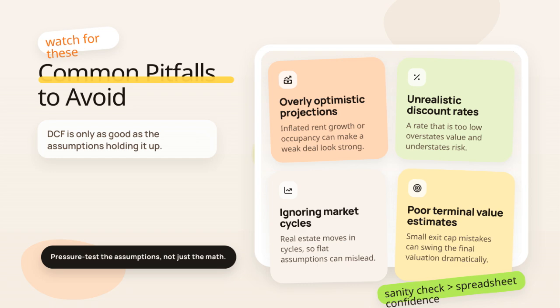Real estate values fluctuate, so assuming things will remain flat ignores these natural ups and downs and can lead to inaccurate conclusions. Terminal value estimates are also a common stumbling block. Small errors in the exit cap rate can dramatically alter the final valuation. Ultimately, what matters most is pressure testing these assumptions thoughtfully rather than just relying on the numbers the spreadsheet spits out. Always apply a sanity check to your model to ensure the story behind the data makes sense, rather than falling into the trap of blind spreadsheet confidence.